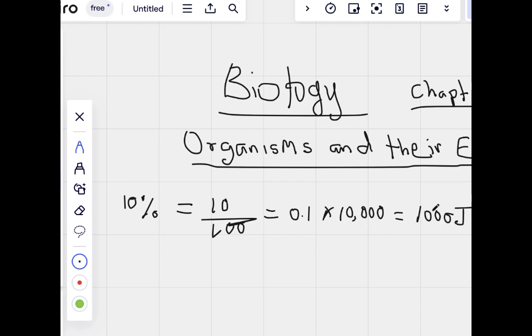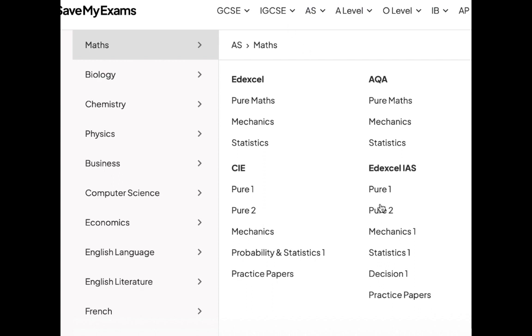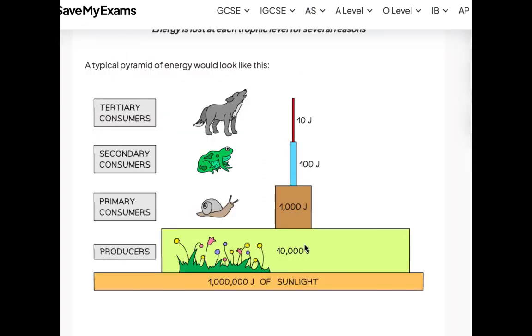1000 joules will be available here to the primary consumer. Again, to find what energy is available, the remaining 9000 joules are lost. They are lost to heat, to digestion, waste products, and so many other things. Okay, that causes loss in the system.